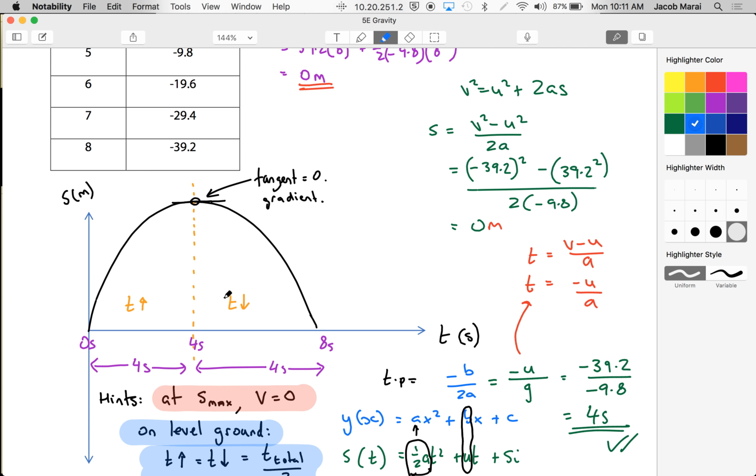I'm going to try and catch it on level ground. Ready, set, go. Stop. 0.96. Alright, and we take the, say again. I got 0.9. What'd you get?